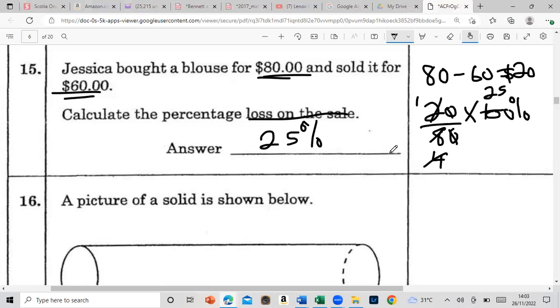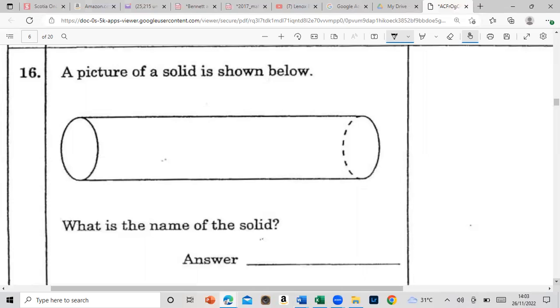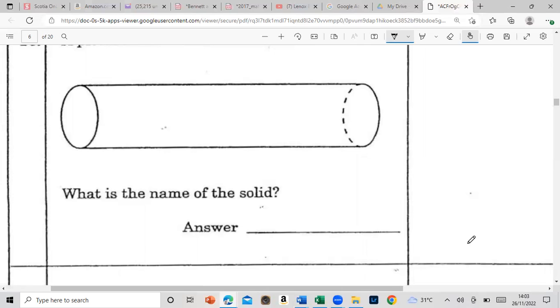Alright, let's look at the picture of a solid below. What is the name of the solid? Okay, so we're supposed to name the solid. It has a circular base. A circular base means it is a cylinder. So this one is a cylinder, right?